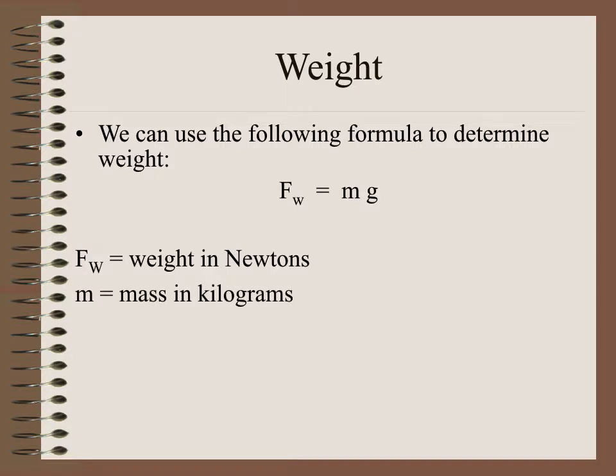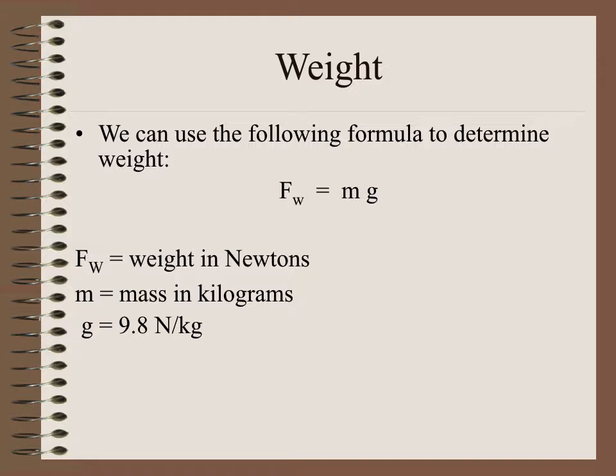M is going to be the mass of the object, and that's always going to be in kilograms. It needs to be in kilograms and not grams for this to work. And that's because of G. G stands for gravity. Gravity for the Earth is 9.8 newtons per kilogram. That means that on average, because gravity really isn't the same everywhere on the Earth, gravity on the Earth is about 9.8 newtons on every kilogram of mass.